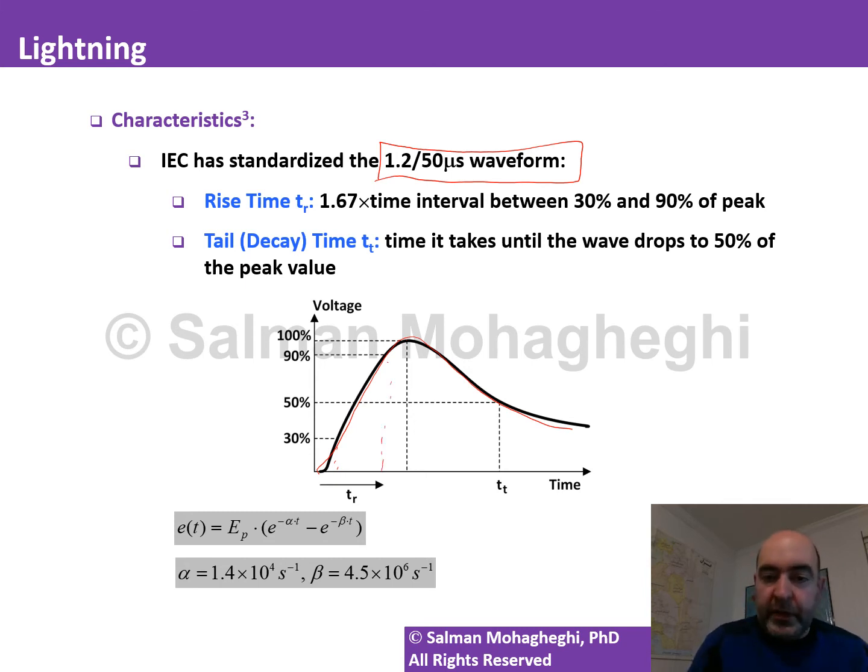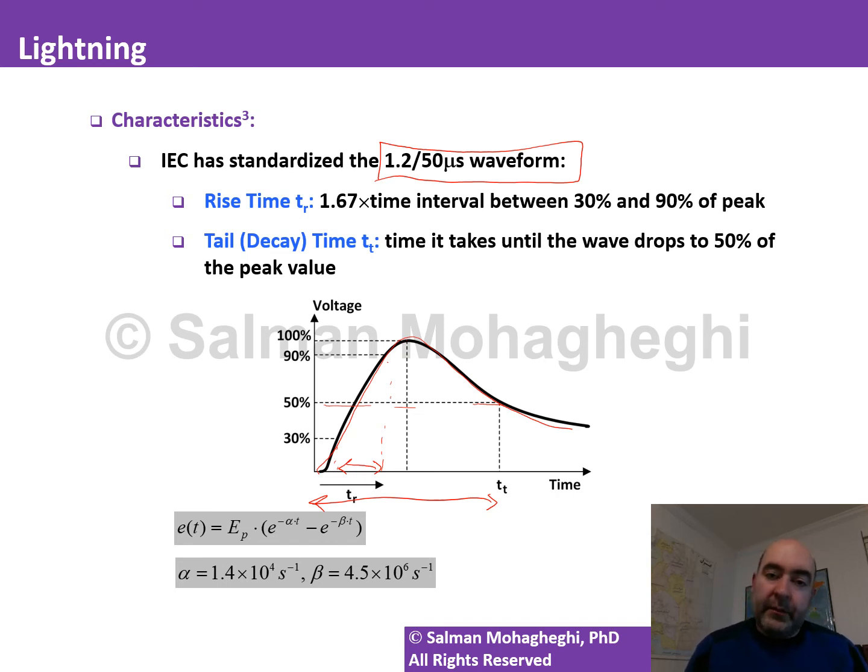So this duration from here to here, you multiply it by 1.67, and that is your rise time. And then the second number, the 50 microseconds, that's the tail time or the decay time. That's basically the time it takes for the lightning current to drop to 50% of its peak value. So if this is the 50% peak value, this will be your tail time or the decay time.